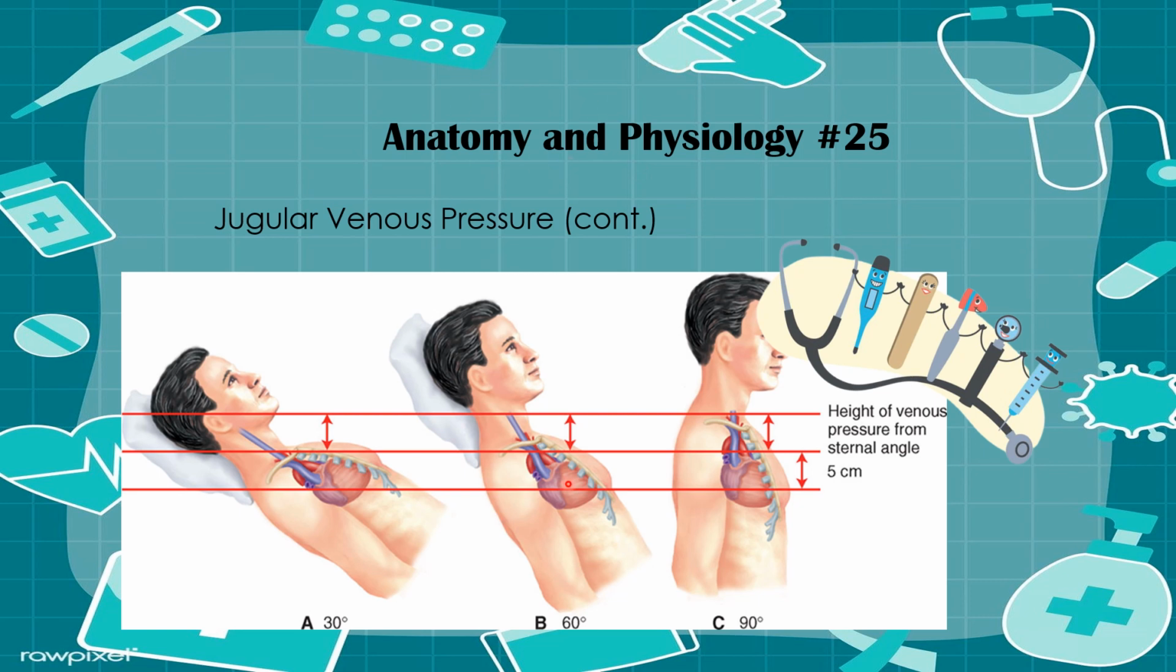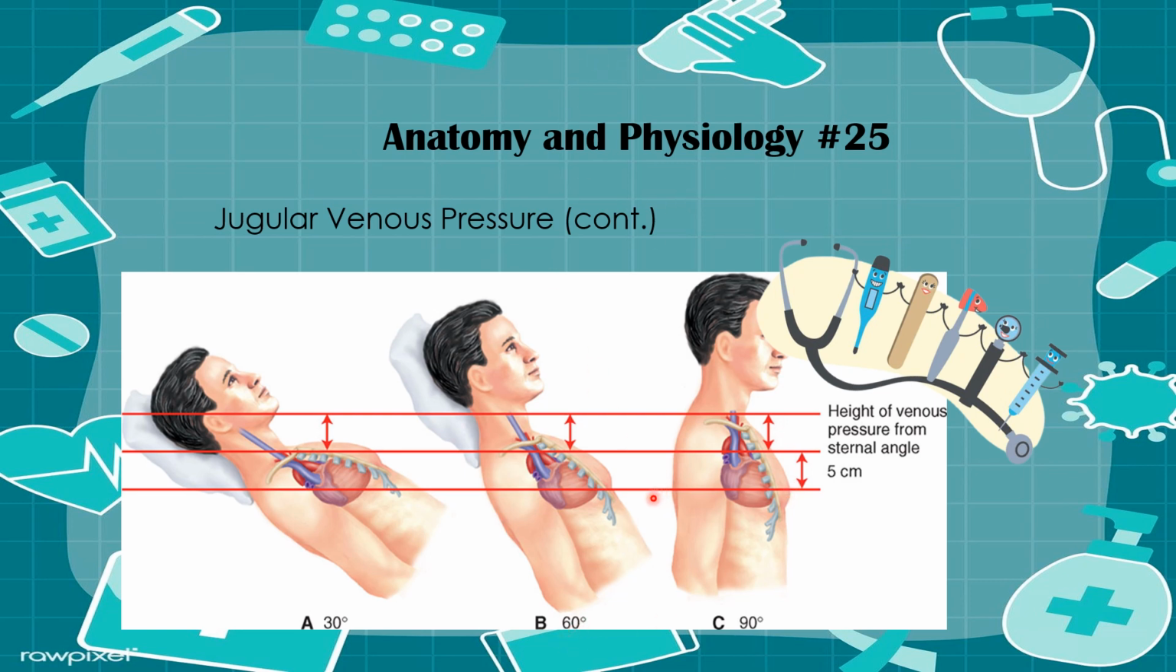In position B, the head of the bed is raised to 60 degrees. The top of the internal jugular vein is now visible, so the vertical distance from the sternal angle or the right atrium can be measured. In position C, the patient is upright or at 90 degrees, and the veins are barely discernible above the clavicle, which makes the measurement impossible. Therefore, the best position is position B.